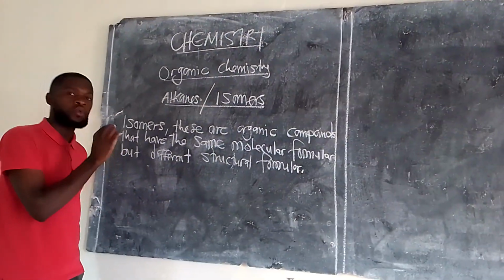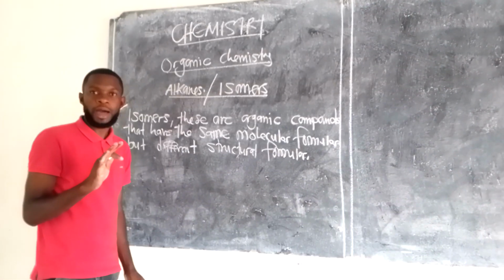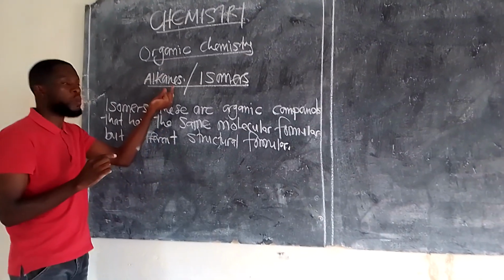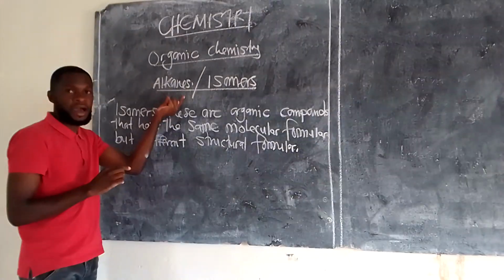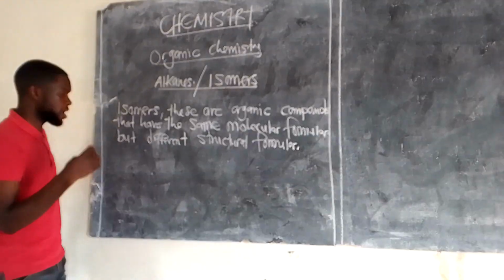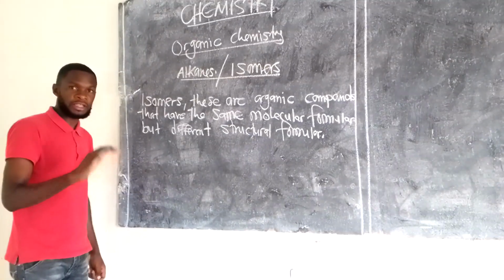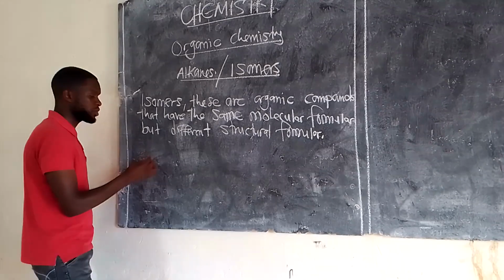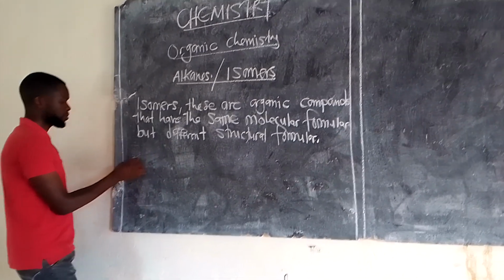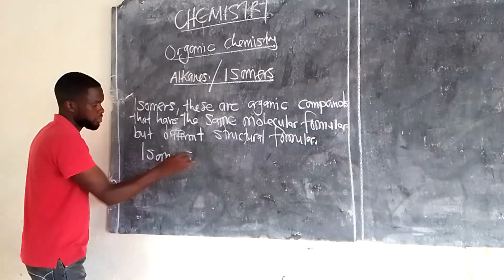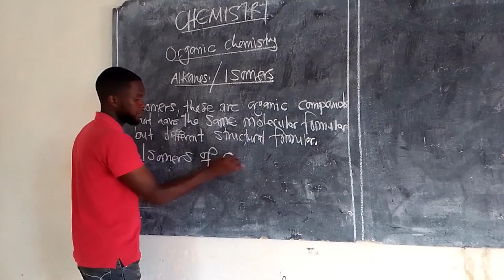Now we are going to look at one example under the members of alkanes. In this case, we are going to write isomers of an alkane, and I'm going to pick one member among those 10 that I highlighted, which is octane. Isomers of octane.